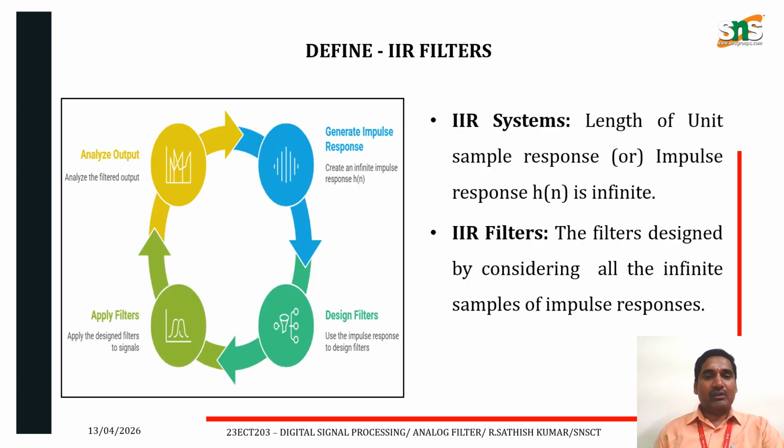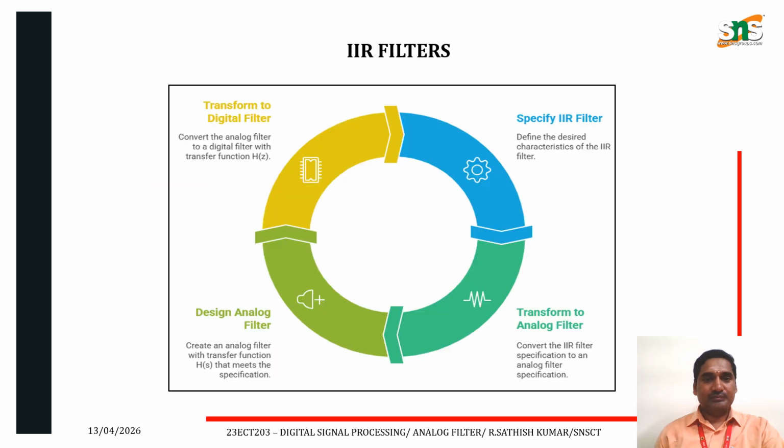Next one, definition of IIR filters. In IIR systems, the length of the unit sample response or impulse response h(n) is infinite. IIR filters are designed by considering all the infinite samples of the impulse response. We can generate the impulse response, design the filters, apply the filters and analyze the output.